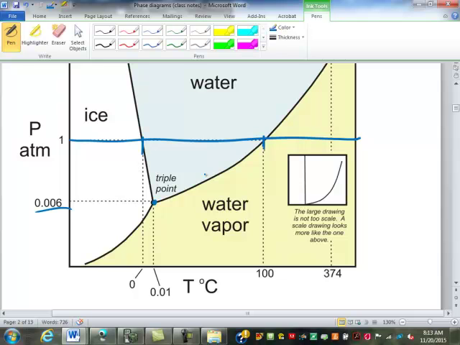It goes directly from a solid... Sublimation? Sublimation. Yeah, that's your sublimation pressure. Now, you can sublime above that pressure. Snow sublimes. Sublimation means you go straight from a solid to a gas and skip the liquid phase.